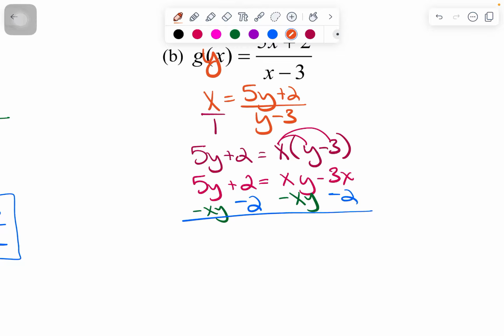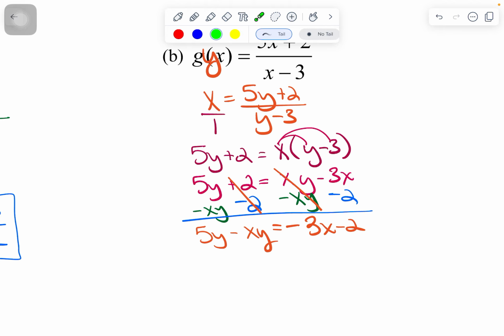So 5y minus xy, I'm just going to write those terms down. Oops, write the y. There we go. Plus 2 minus 2 will cancel, right? Equals xy minus xy, that cancels. And then again, just write down the terms that I've got. Negative 3x and then minus 2.